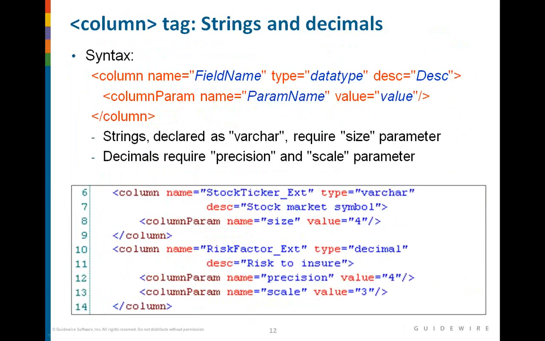In the first example, line number 6, stock ticker ext is of type varchar, and there is a column param passed here of size 4. Size is the parameter name and the value is equal to 4. There is also a column named risk factor. This is a decimal type, and you can see the column param: precision equal to 4, and the scale equal to the number of digits right after the dot.